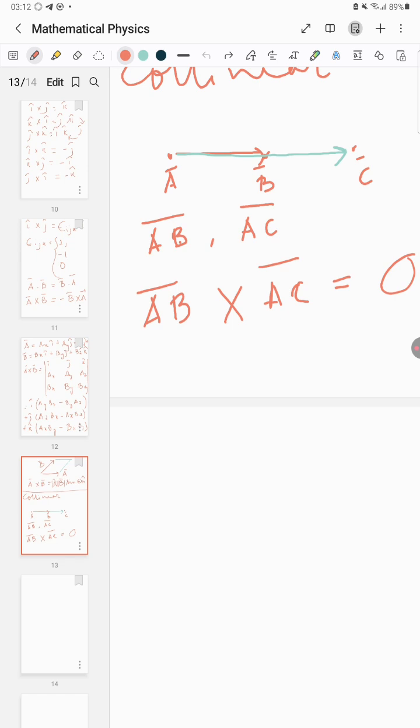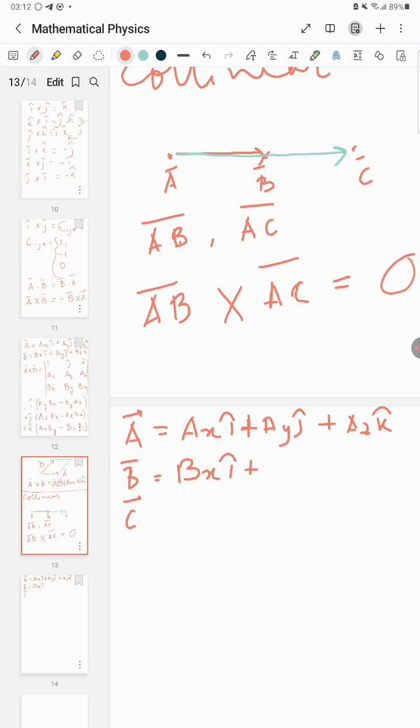So in triple product, let us consider the triple scalar product of vectors A, B and C. Now let us define vector A as AX i cap plus AY j cap plus AZ k cap, vector B as BX i cap plus BY j cap plus BZ k cap, and vector C as CX i cap plus CY j cap plus CZ k cap.